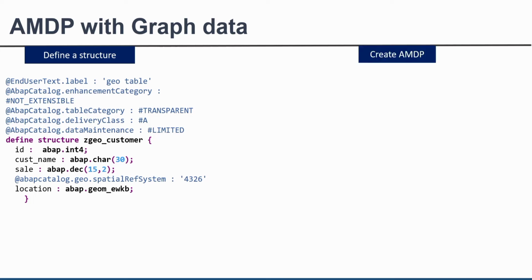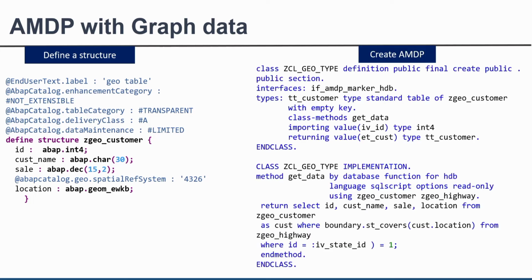Based on this structure, now I create my AMDP. My AMDP class name is ZCL_geo_type, and I implement the standard interface IF_AMDP_MARKER_HDB. Then I define types: TT_customer, type standard table of ZGeo customer. Then I define my class method, a static method get_data, importing value IV_ID type int4, and returning value ET_customer type TT_customer. Now I implement my method.